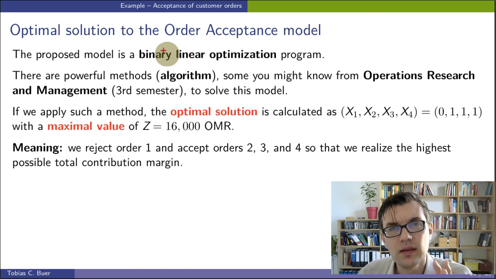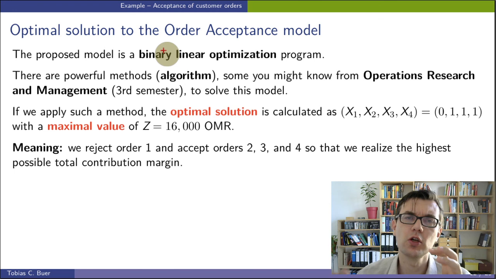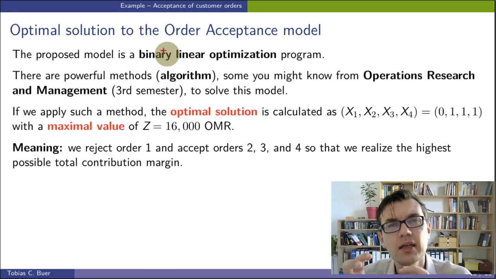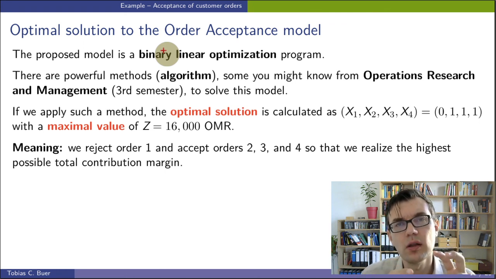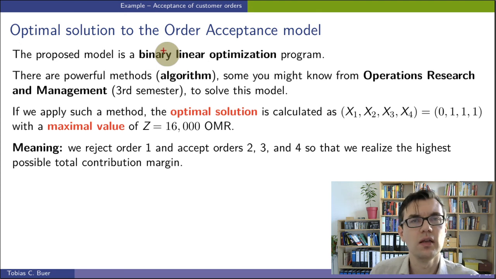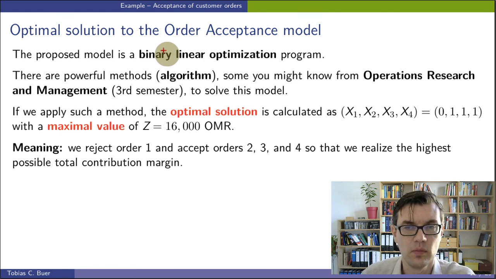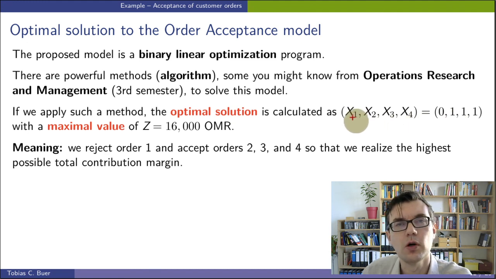In this course, Advanced Operations Research, we do not go into many details of the algorithms to actually solve these problems, because we focus on the modeling aspect, how to create these models, and we enter these models in the GAMS optimization software and solve them via GAMS. And when we do that, we can find the optimal solution, which is given by the following vector, which means we reject order number 1, but we accept orders 2, 3, and 4.